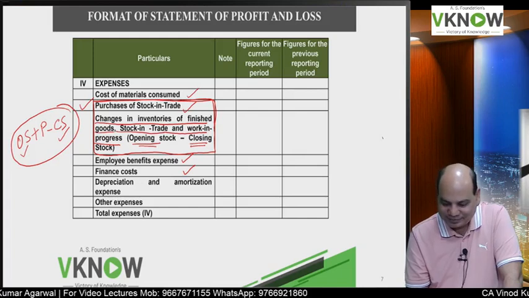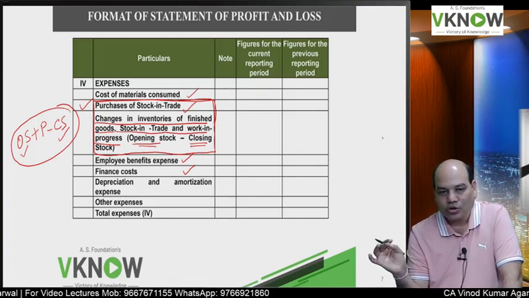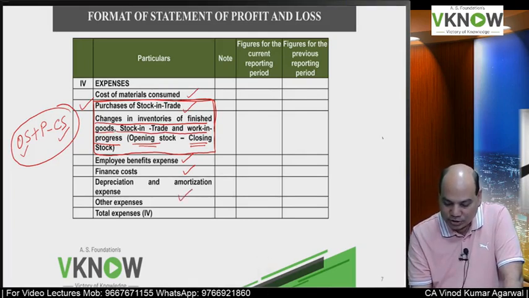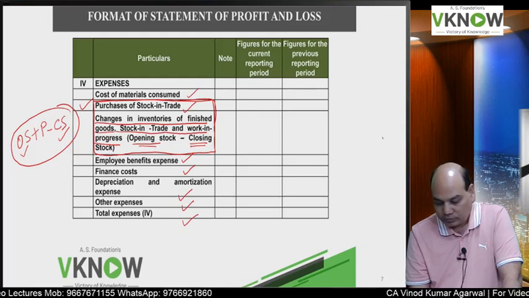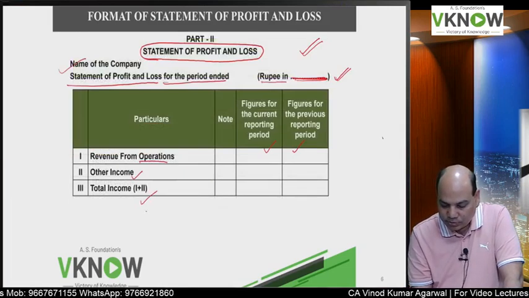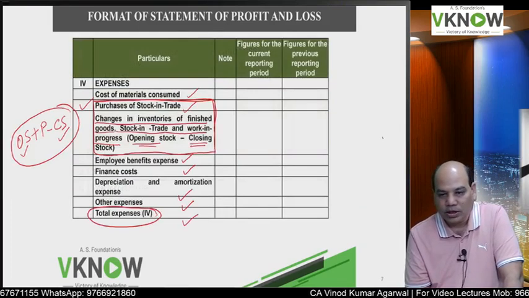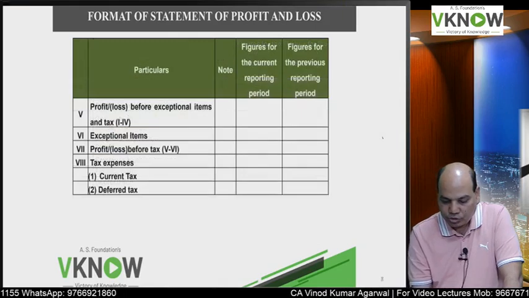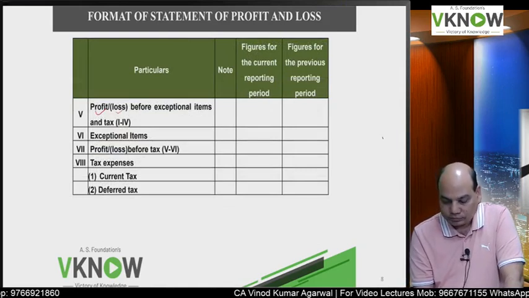Finance cost. Finance cost means all interest and borrowing cost will come here. Depreciation and amortization, other expense, total expense. So this is total expense here, and this was total income. So what will you get? Total income minus total expense. You will get profit or loss before exceptional item and tax.